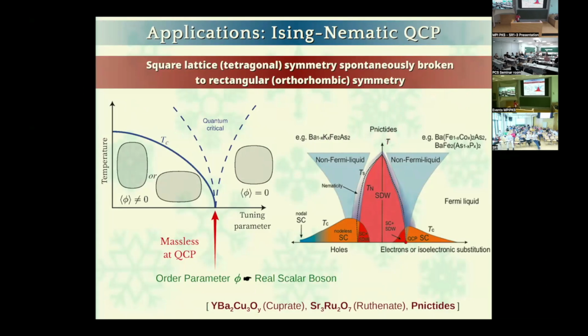That means if we look at this diagram, here we have a quantum phase transition as a function of, again, some tuning parameter. On one side, we have a Fermi surface which has the square-like rotational symmetry. When we go to the other side of the phase transition, the Fermi surface is elongated either in the vertical or in the horizontal direction. So this is what this Ising nematic quantum phase transition involves. And this is brought about by an order parameter phi, which is a real scalar boson, and it becomes massless right at the quantum critical point. And it is argued that this kind of phase transition might be present in some high T_C materials like cuprates, ruthenates, and pnictides.